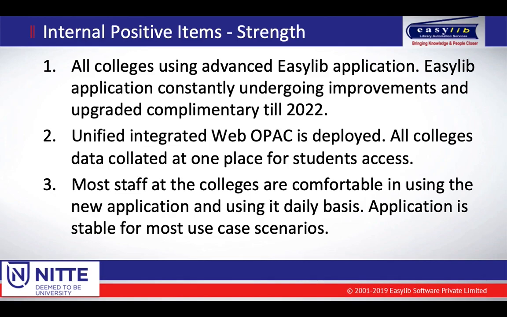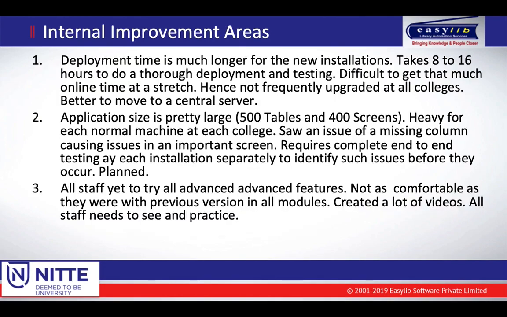The third one is that most of the college staff are comfortable with the Easylib application and are using Easylib, the newer version 6.2, as the primary software for their library operations. The application is stable for most of the use case scenarios. Now, coming to the improvement areas, the internal improvement areas.